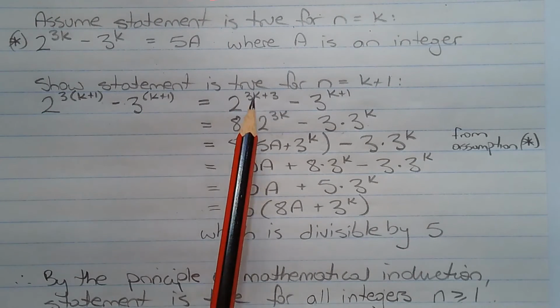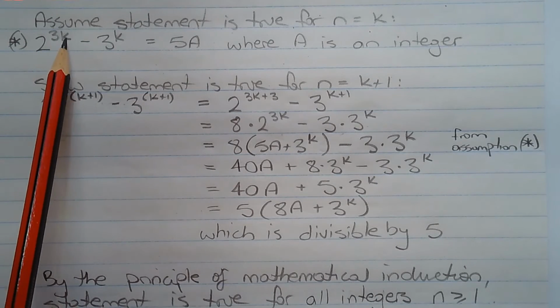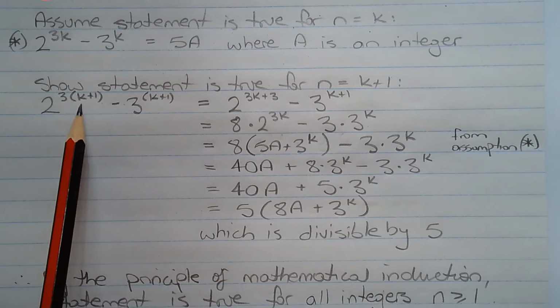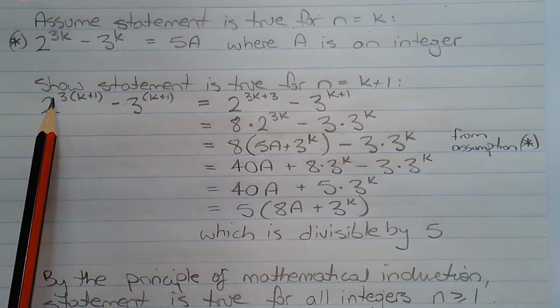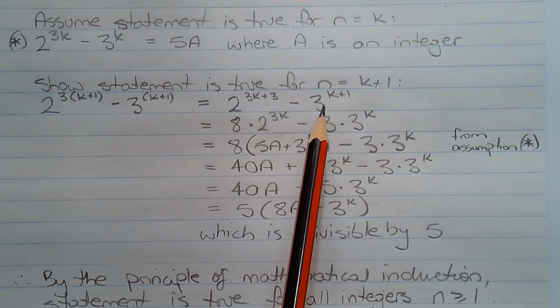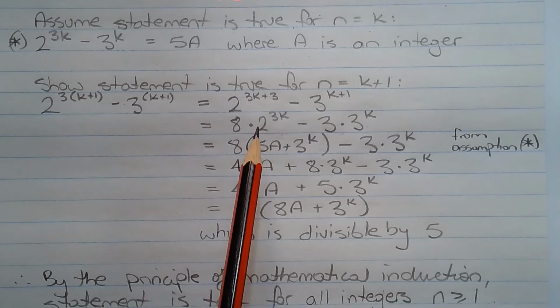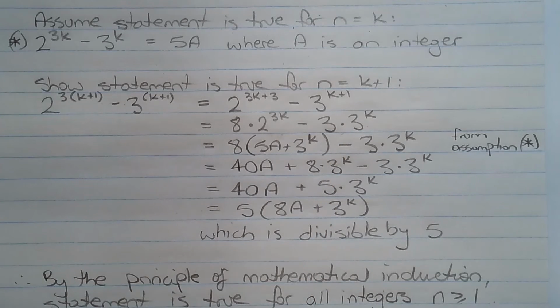Next, we show the statement is true for n equals k plus 1. So where we have k in the assumption, we're going to replace that with k plus 1. So 2^(3(k+1)) minus 3^(k+1). Expanding the brackets, that equals 2^(3k+3) minus 3^(k+1). And that equals 8 multiplied by 2^(3k) minus 3 multiplied by 3^k.